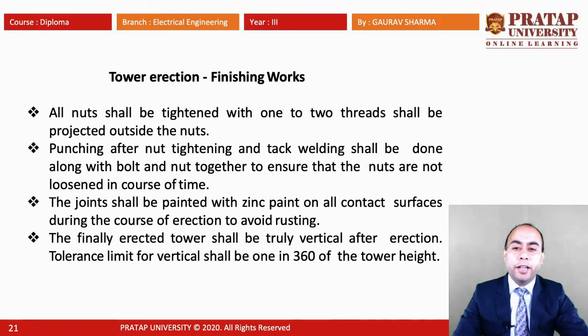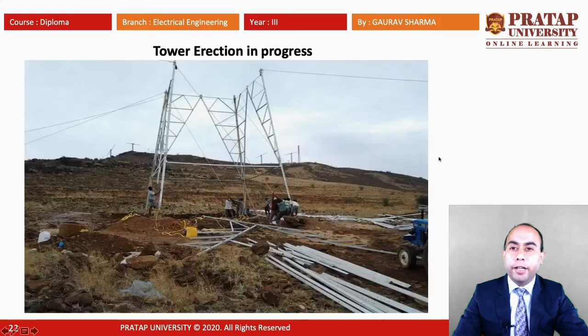The final erected tower shall be truly vertical after erection. The tolerance limit for verticality shall be 1 in 360 of tower height. Now, this is the construction of a tower which is in progress. The tower has 4 legs and is in the construction process.